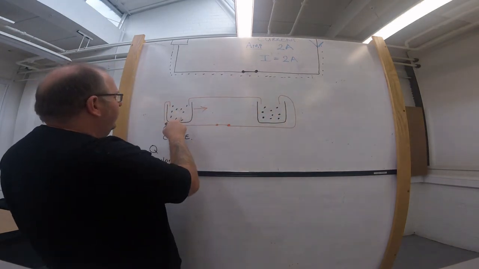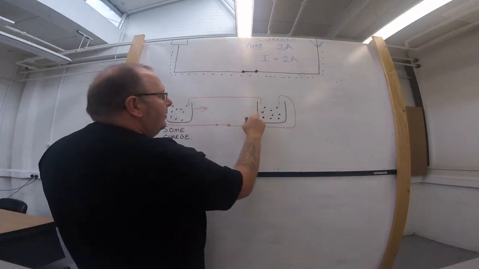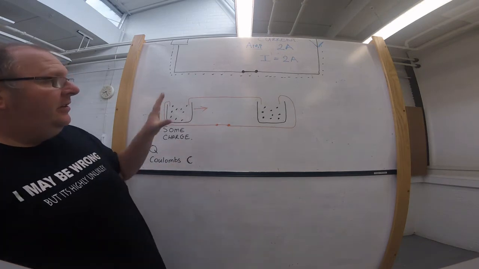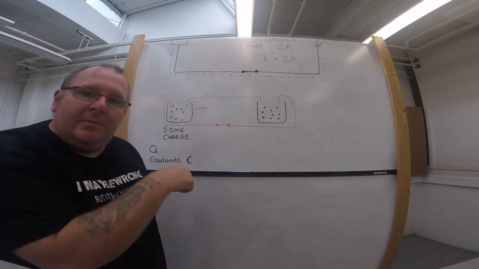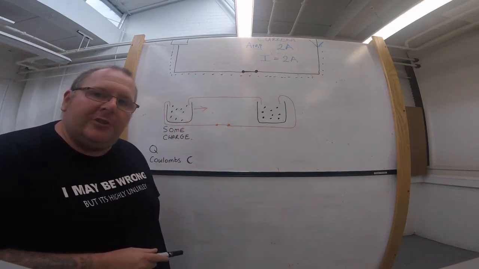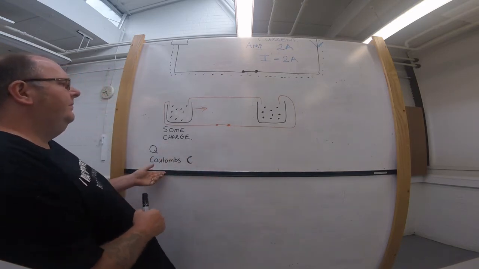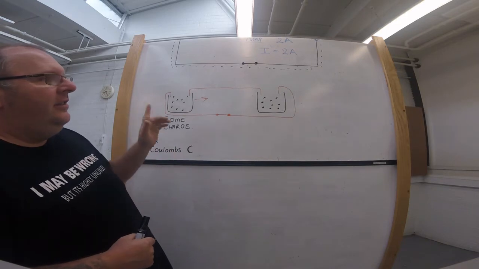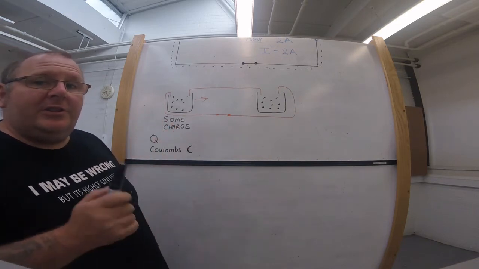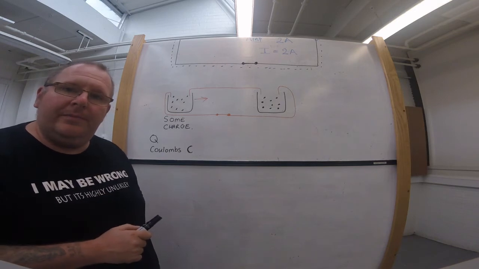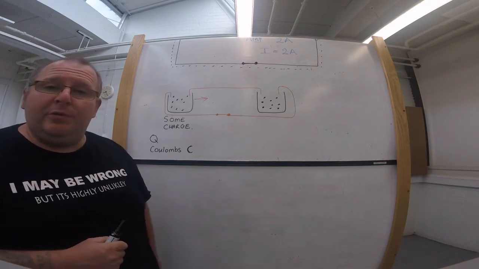One, two, three, four, five, six, seven, eight, nine. 1, 2, 3, 4, 5, 6, 7, 8, 9. This system no longer has charge. It is now neutral. The difference in the charge at the beginning is what we call a voltage, or we measure as a voltage.